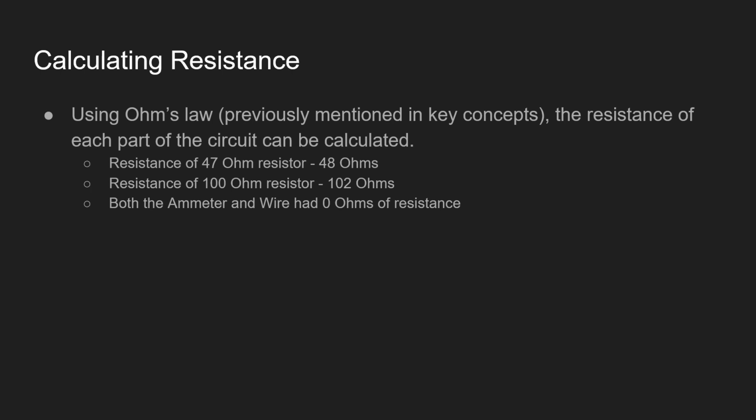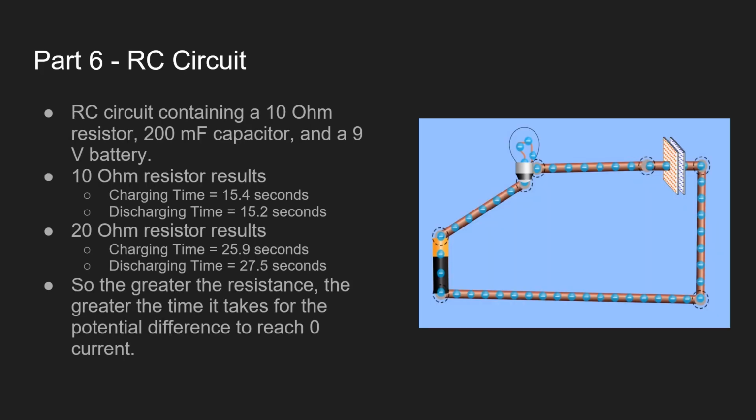For calculating resistance, using Ohm's law, previously mentioned in key concepts, the resistance of each part of the circuit can be calculated. The 47 ohm resistor had 48 ohms of resistance, the 100 ohm resistor had 102 ohms of resistance, and both the ammeter and wire had 0 ohms of resistance.